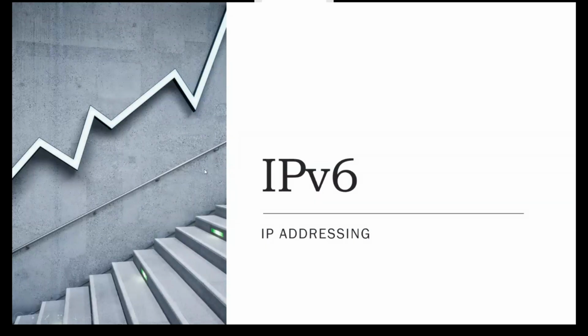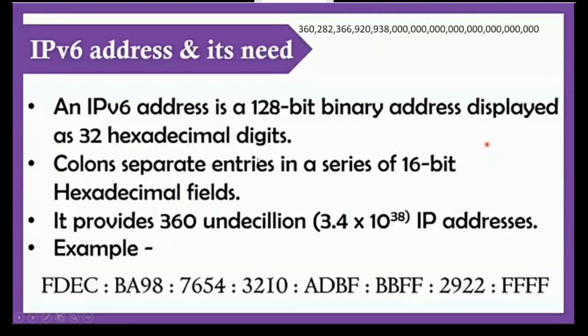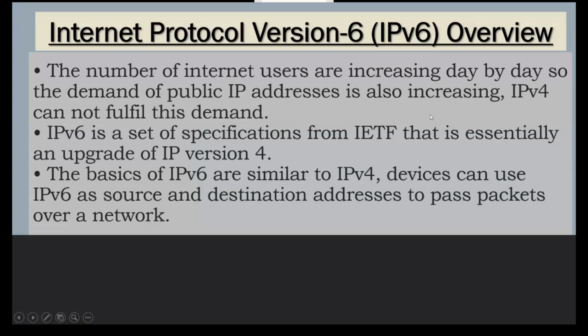Okay, so now IP version 6 address. Right. So now the first question is, when we are using IP version 4, why do we need IP version 6? Right. So if you see here, IP version 6 means what? The number of internet users is increasing day by day. And as the number of users increases, the demand for public IP addresses is also increasing, because to use the internet, we have to use a public IP address. IP version 4 cannot fulfill this demand.